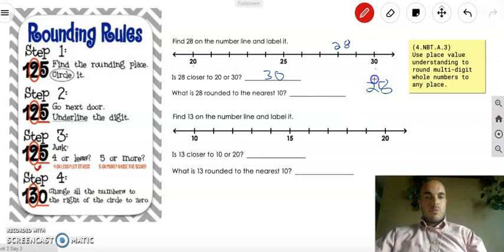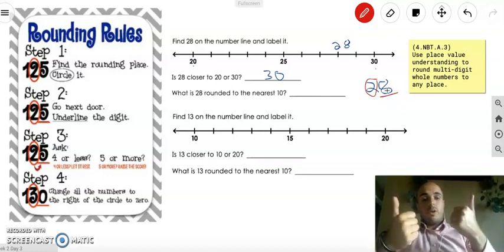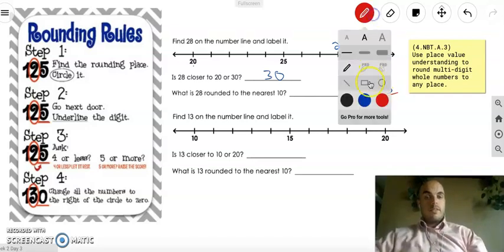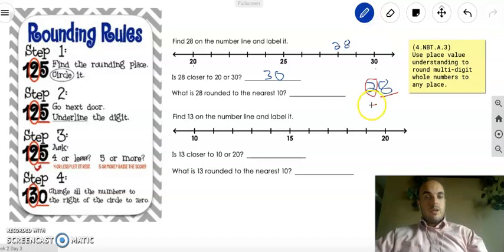I'm rounding it to 10, so I'm going to circle my 2, look next door, underline my 8, and I ask myself, is this 4 or less or 5 or more? I know 8 is 5 or more, so that means I'm going to up the score. So this 2 now becomes a 3, and my 8 becomes a 0. Every number after the rounded place value becomes 0, so in this case, just the ones place becomes a 0.